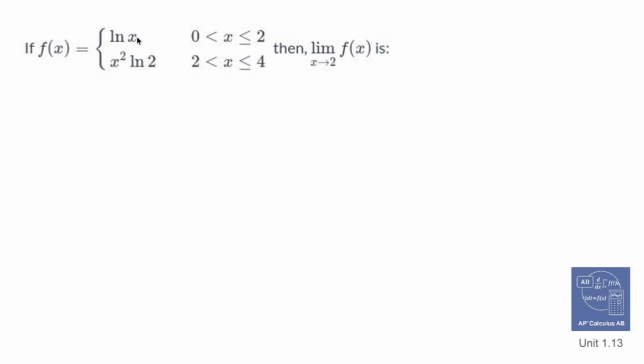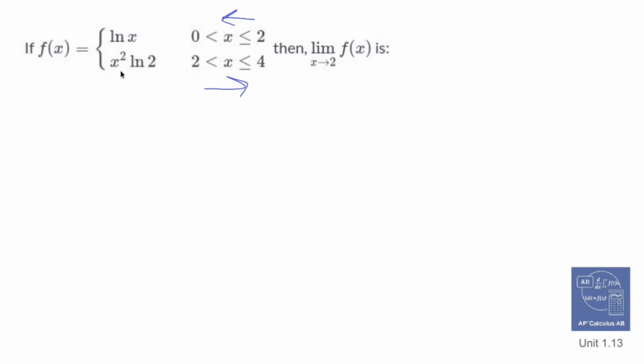If f of x equals ln of x, for x between 0 and 2 and including 2, and x squared ln of 2 for x between 2 and 4 and including 4, then the limit as x approaches 2 of f of x is what? So basically what I'm being asked here is to find the limit as x approaches the regular number. I'm given information to the left of that number and to the right of that number. These two guys have to be exactly the same in order for the regular limit to exist.